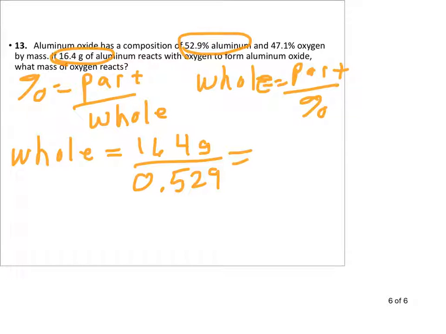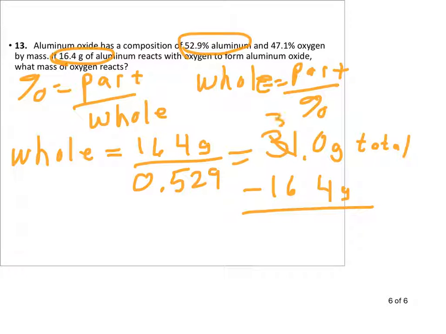And we get 31.2, 3 sig figs, 31.0 grams total. So then it said we had 16.4 grams of aluminum, so I'll just subtract off the 16.4 grams. And we got 14.6 grams of oxygen that reacted.